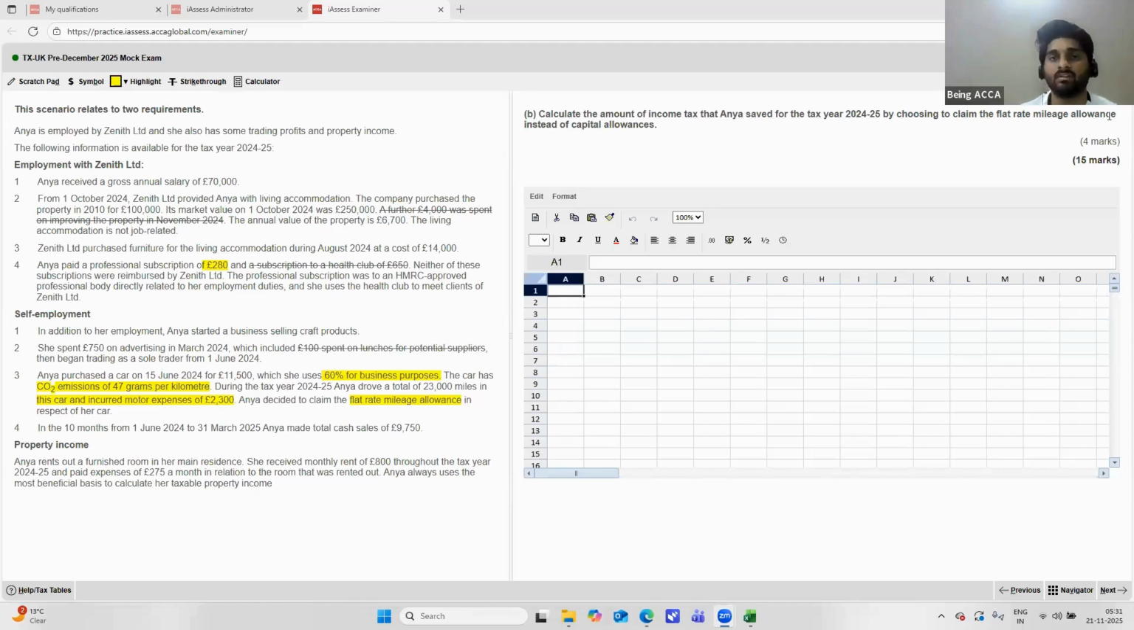So let's quickly jump into solving the question. First is the deduction available on using capital allowances.